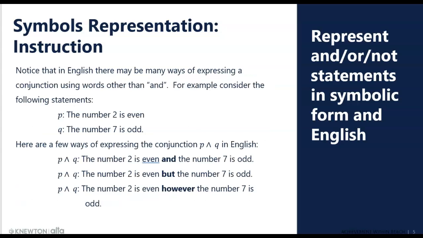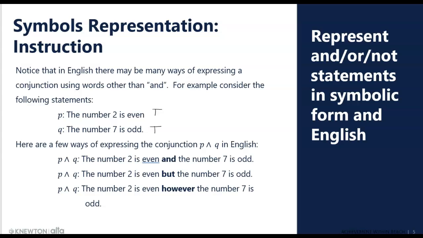So here's some other examples. The number 2 is even as P. The number 7 is odd as Q. Now, individually, this is a true statement, and this is a true statement. Remember, even numbers are divisible by 2 without a remainder, and they end in 0, 2, 4, 6, or 8. Odd numbers have a remainder of 1 when you divide them by 2, and they are numbers that end in 1, 3, 5, 7, or 9. So 2 is even and 7 is odd. You should know those definitions of even and odd. That should not be news to you.